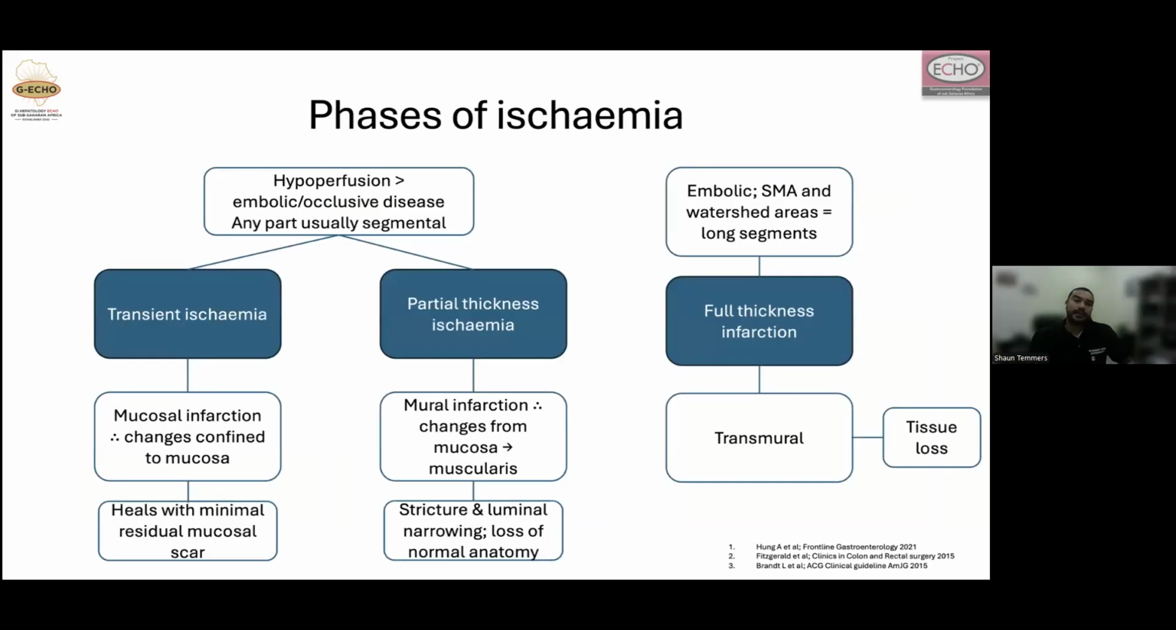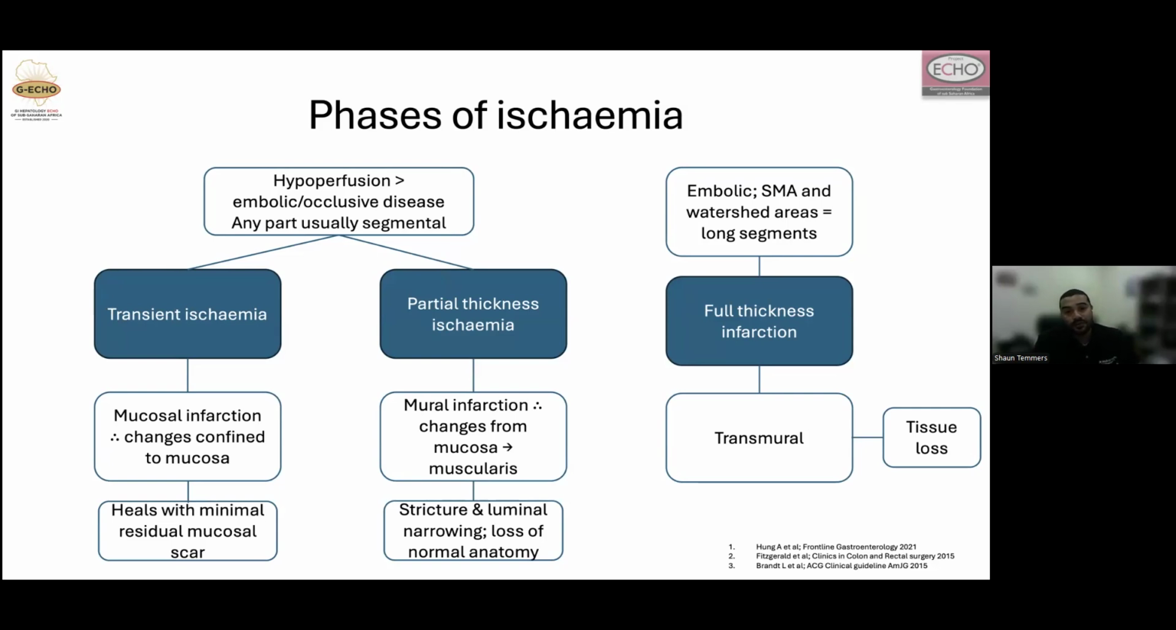In saying that, the ischemia itself has different phases. If you look at the blue sections of this diagram, ischemia can either be transient, partial thickness, or a full thickness infarction. If you look at the transient ischemia, here the ischemia is limited to the mucosa. So there's a mucosal infarction that has occurred. The changes will only be limited to the mucosa, and it will heal with a residual mucosal scar.